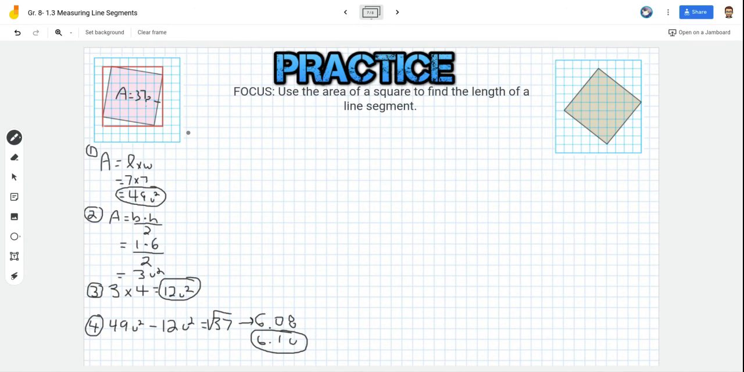So that is just a quick little lesson and the steps you would go through to identify the length of a line segment using the area of a square.